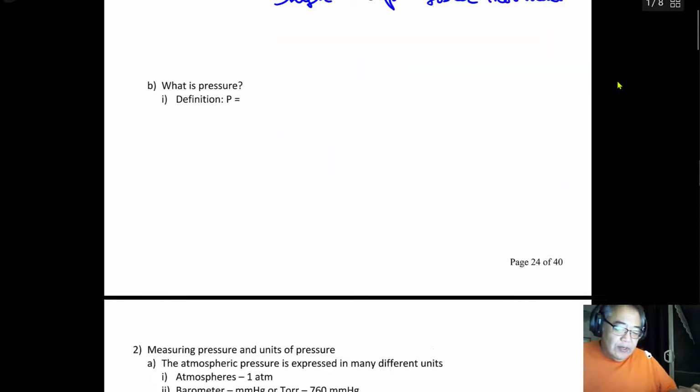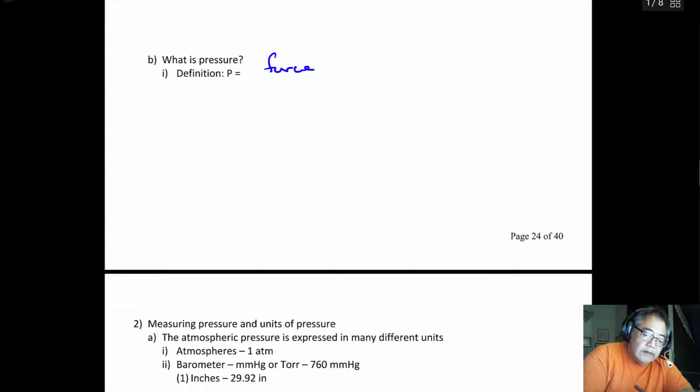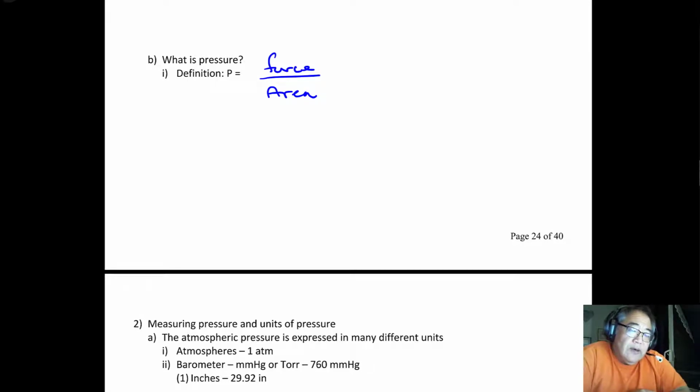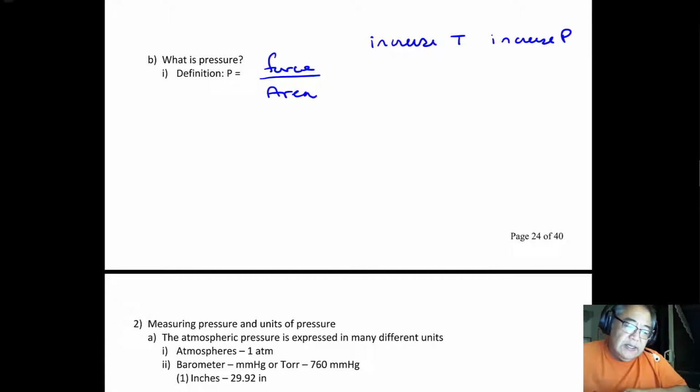Now, we're talking about pressure, right? And pressure is a force divided by an area. So think about what we've been talking about so far. Like, how can I affect the pressure, right? Well, one way is to increase temperature. If temperature goes up, then that increases pressure. The opposite's also true. If I decrease the temperature, that should decrease the pressure.